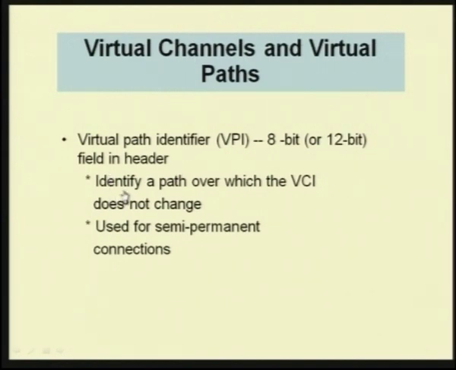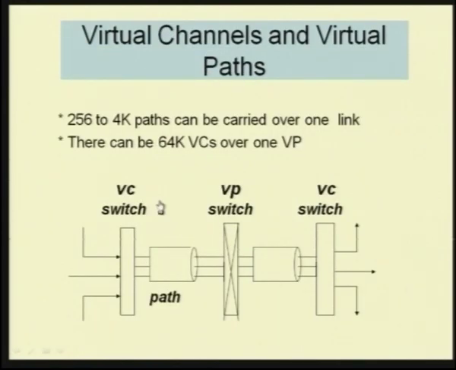So, the purpose of this is to identify a path over which the VCI does not change. Note this: the VPI, the virtual path identifier, identifies a path over which the VCI does not change, and this is normally used for semi-permanent connections. So, I will give you an example of what actually happens with both VPs and VCs.